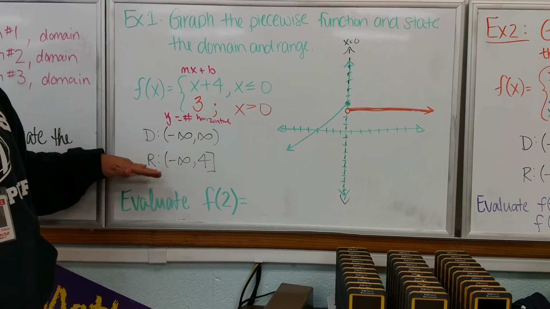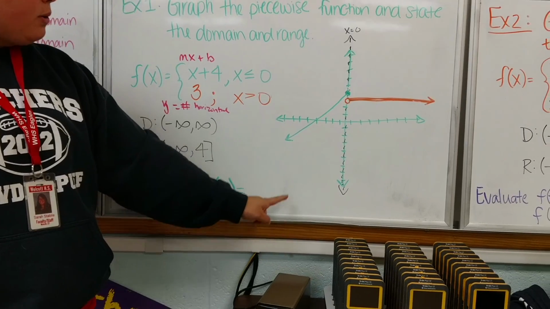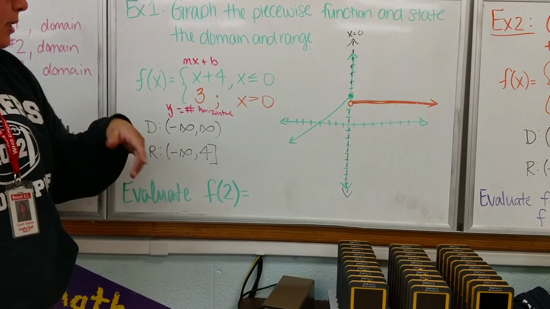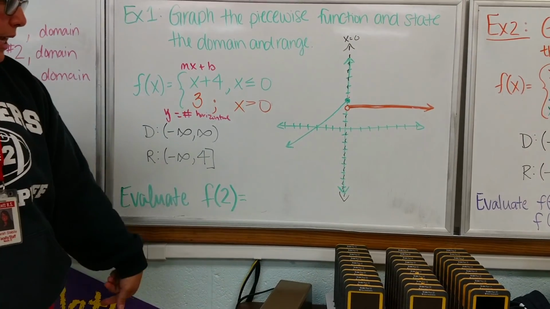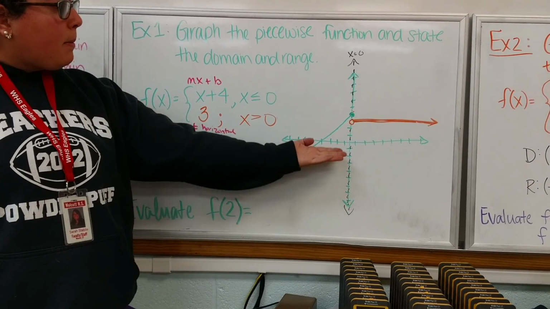For the range, I want to talk about my y values. So you start at your lowest y value, and you work your way upwards. So again, this arrow continues down to negative infinity, so that's where I start, and I'm going up, up, up, up, up.